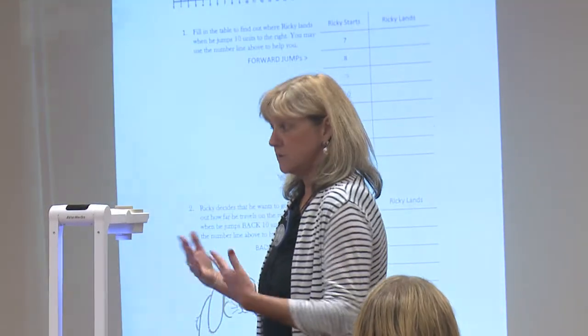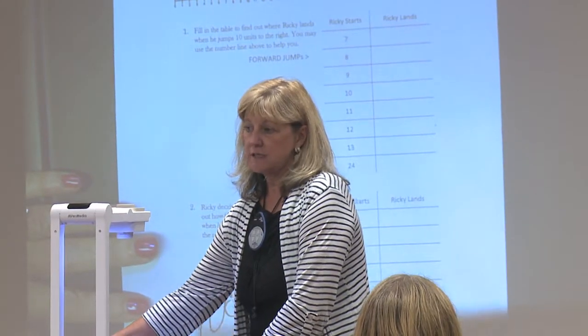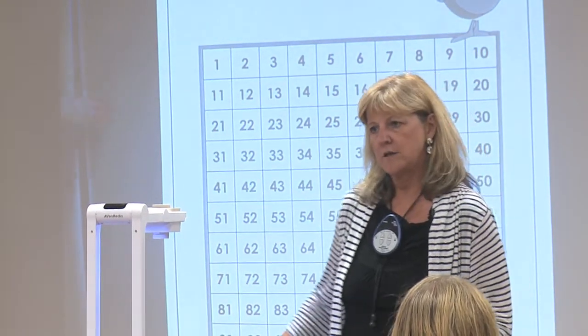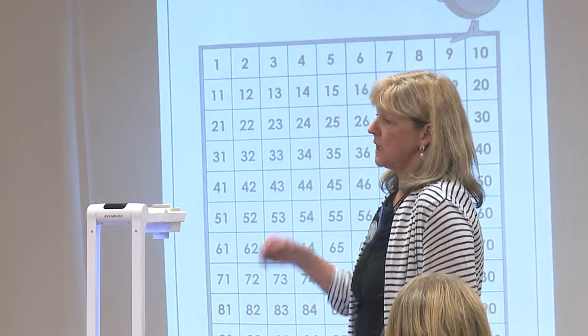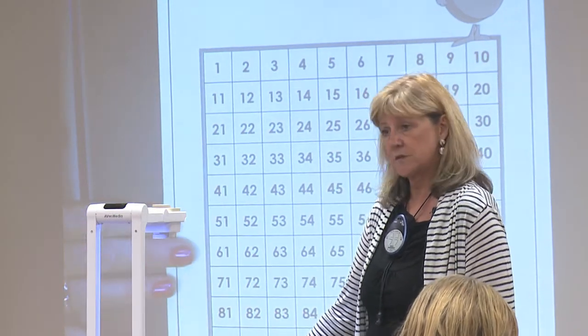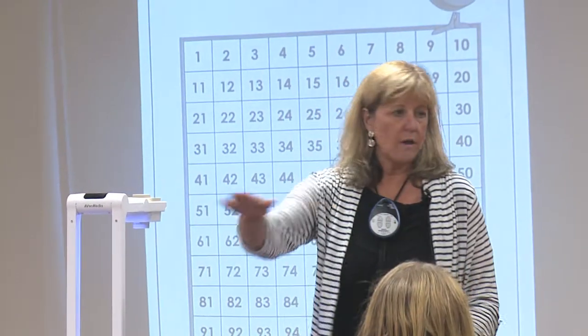he goes to the 10. So the first thing that I brought in to differentiate it, to take it a little further, is I brought in a hundreds chart, because this is a manipulative that we use in our classroom to help us count on and work with numbers. So my questions are focused on the hundreds charts, and if you were the students in my classroom, you would all have a hundreds chart.